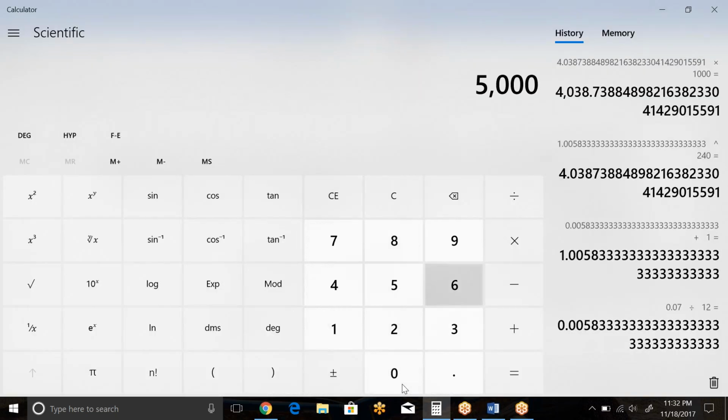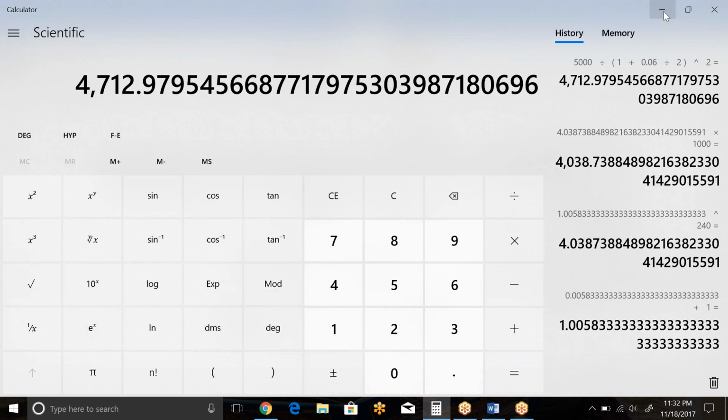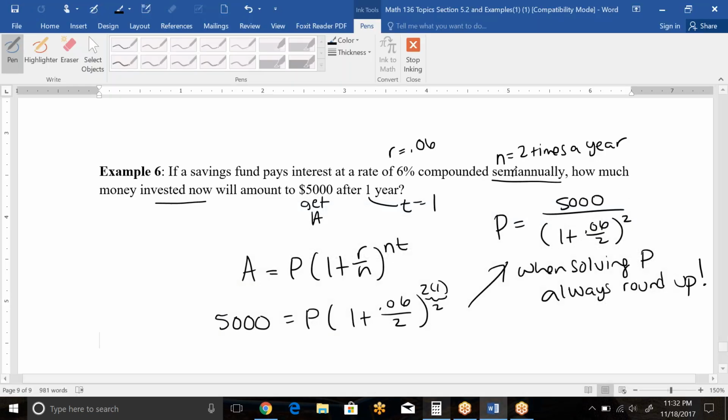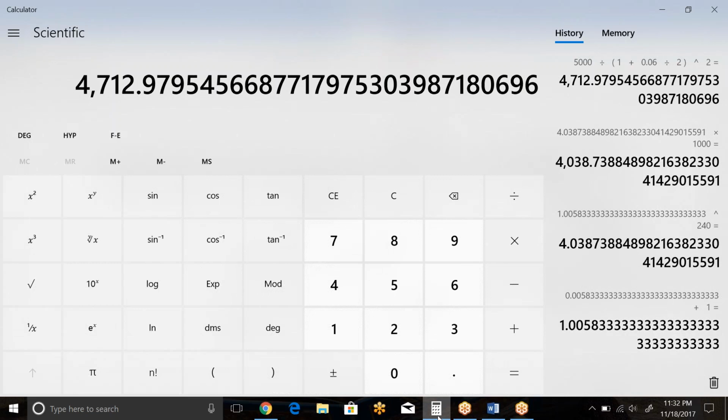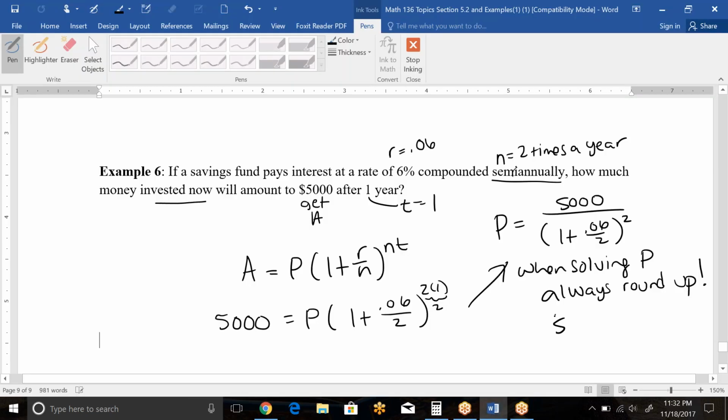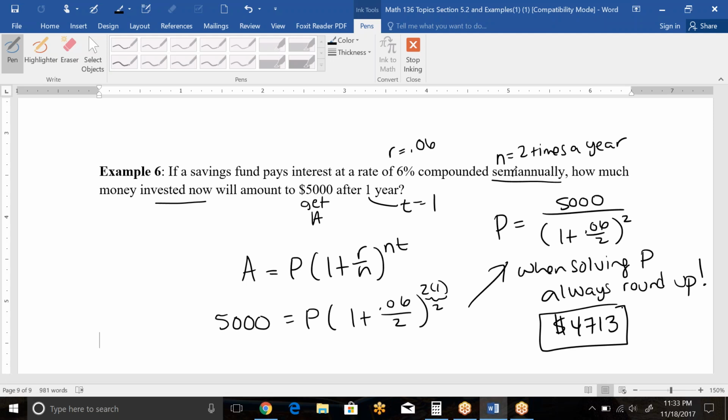So this is 5,000 divided by parentheses 1 plus 0.06 divided by the 2 times a year raised to the 2 power for 2 times a year for 1 year, and that is 4,712.98. I would have rounded up no matter what. In fact, we can round to the nearest whole number here. So 4,713 because I didn't specify. Now, that means you had to pretty much have all the money because you're only letting it sit for 1 year, so you're not going to make a ton in interest, but they're saying you make a little less than 300 in interest in this situation.